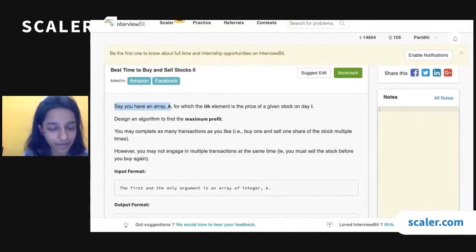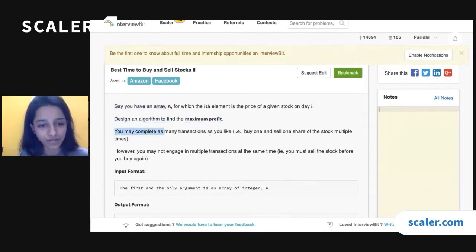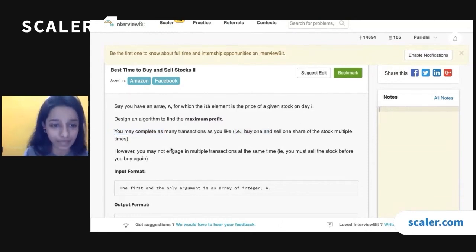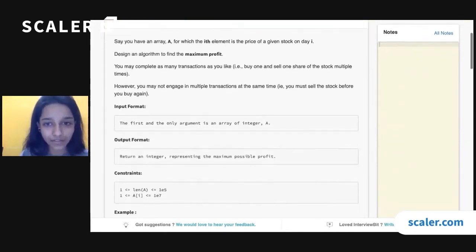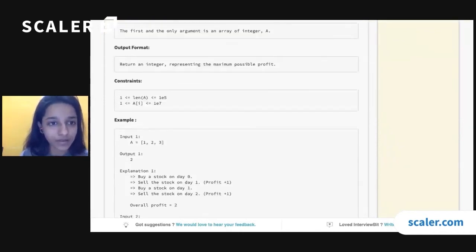Say you have an array A for which the ith element is the price of a given stock on day i. You have to design an algorithm to find the maximum profit. You may complete as many transactions as you like, that is, buy one and sell one share of the stock multiple times. However, you may not engage in multiple transactions at the same time, that is, you must sell the stock before you buy again. So let's see the example and what it means.